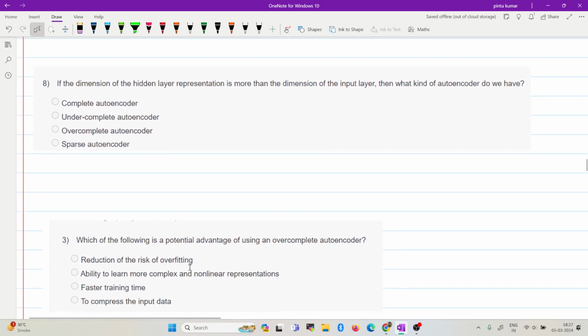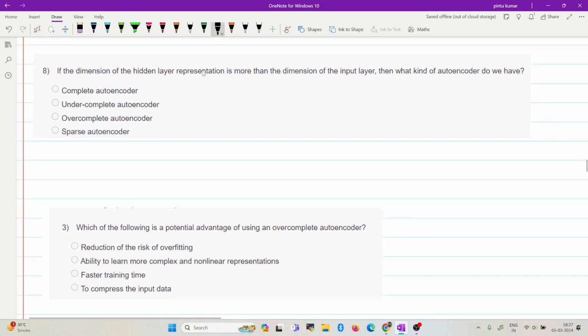Okay, so this question is, if the dimension of hidden layer representation is more than the dimension of input layer, what kind of autoencoder do we have? I think this year you have a question where "more" is replaced by "less". You can correctly answer this. Yeah, C is the correct answer. This is called an overcomplete autoencoder. This is just what we saw.